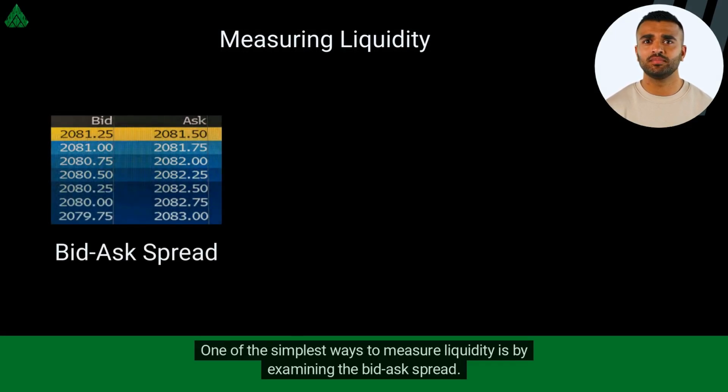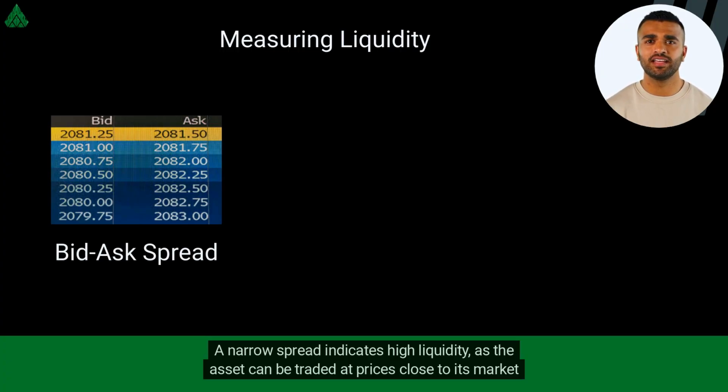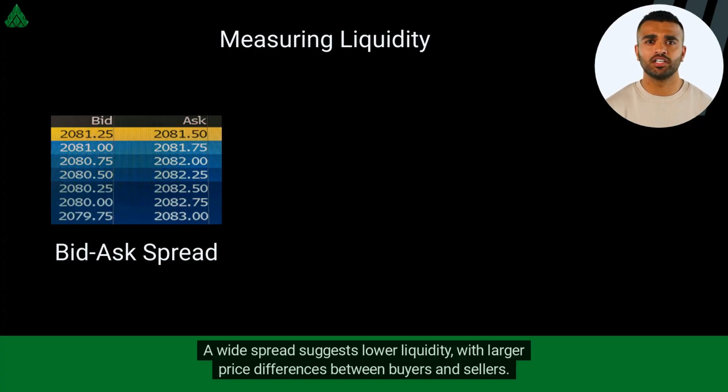Measuring liquidity. Bid-ask spread. One of the simplest ways to measure liquidity is by examining the bid-ask spread. A narrow spread indicates high liquidity as the asset can be traded at prices close to its market value. A wide spread suggests lower liquidity with larger price differences between buyers and sellers.